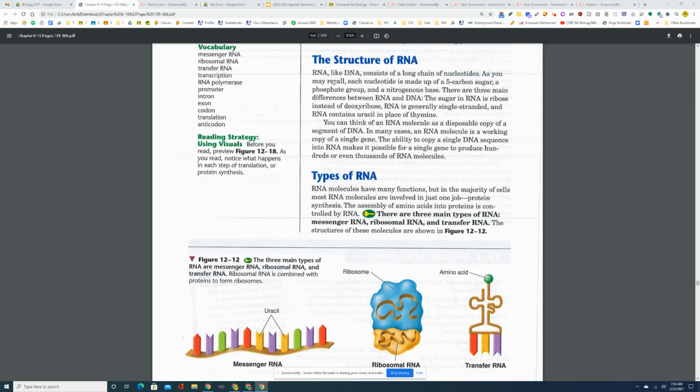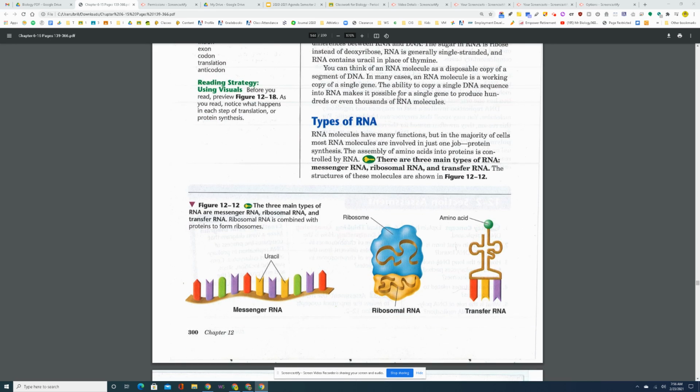The structure of RNA. RNA, like DNA, consists of a long chain of nucleotides. As you may recall, each nucleotide is made up of a 5-carbon sugar, a phosphate group, and a nitrogenous base. There are three main differences between RNA and DNA. The sugar in RNA is ribose instead of deoxyribose. RNA is generally single-stranded, and RNA contains uracil in place of thymine.